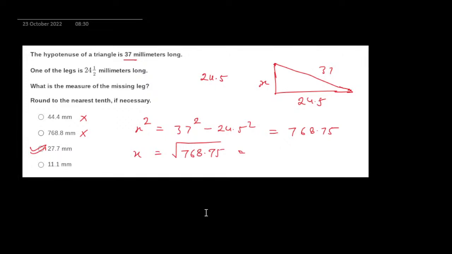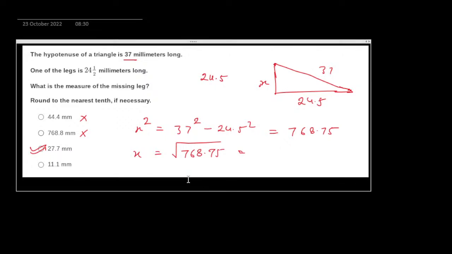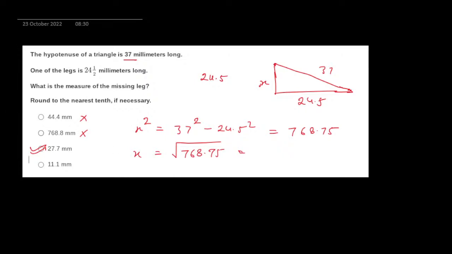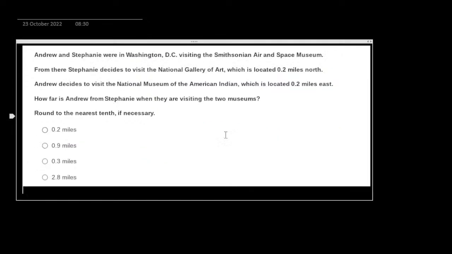Definitely I have two choices only. Now this 768 is way away from 121, which is the square of 11. That also gives me an idea that 27.7 is the right answer, okay. Let us move to the next question.